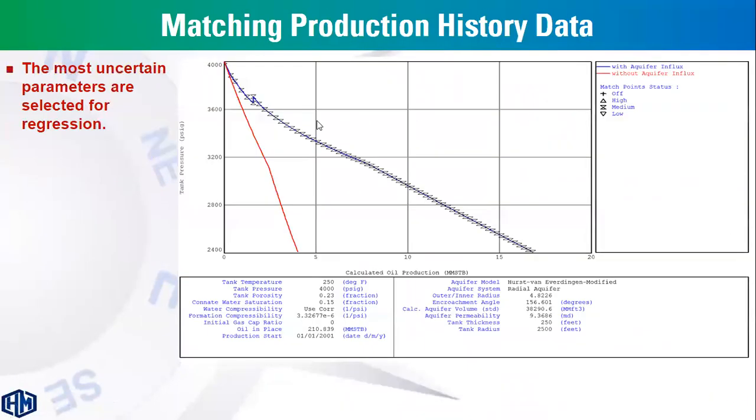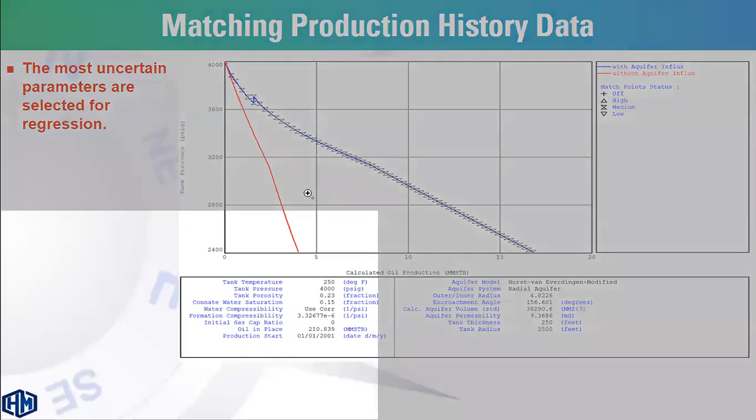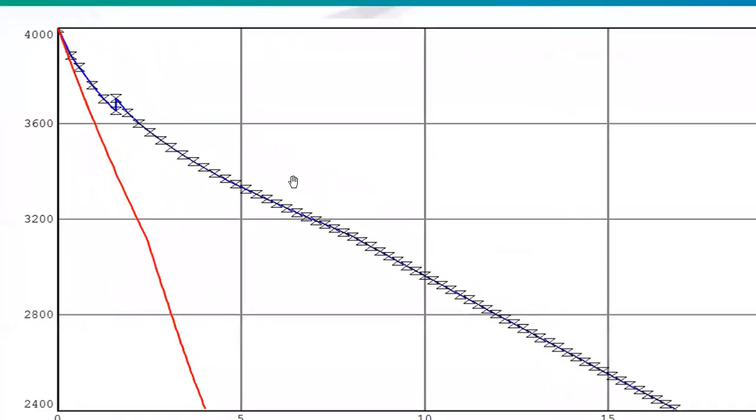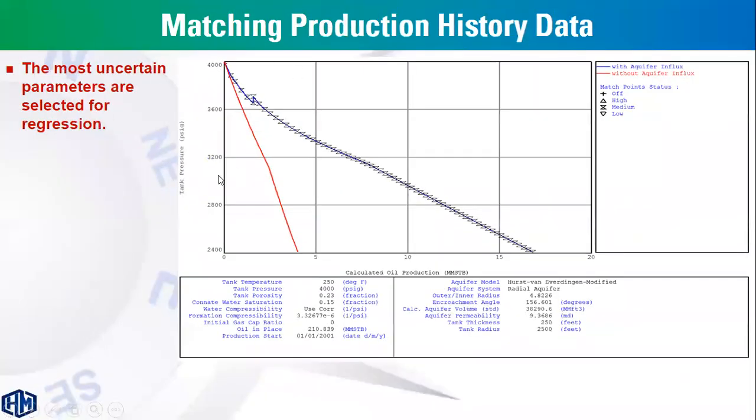So this is the final matching of the model after fine tuning. This is the comparison between the model without aquifer influx in the red color, and the model with aquifer influx in the blue color, which is typically matching the historical data.